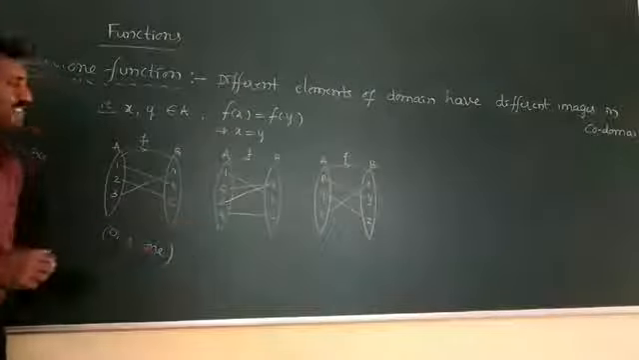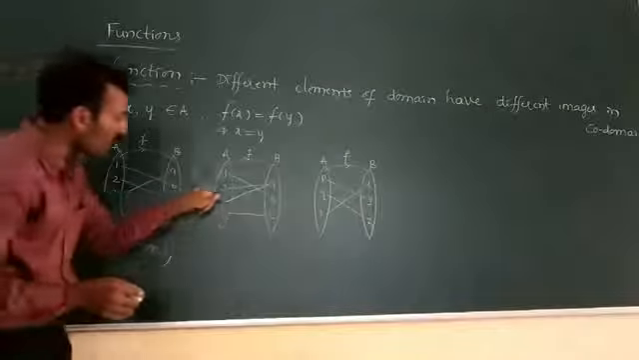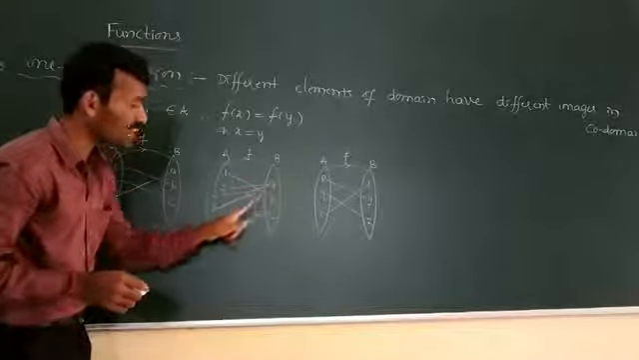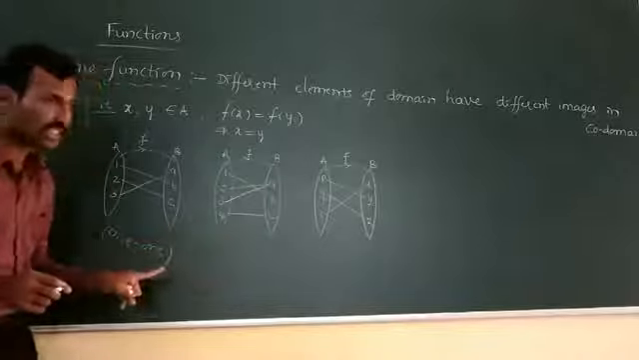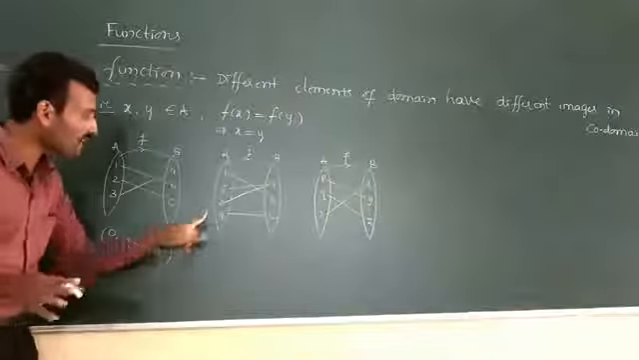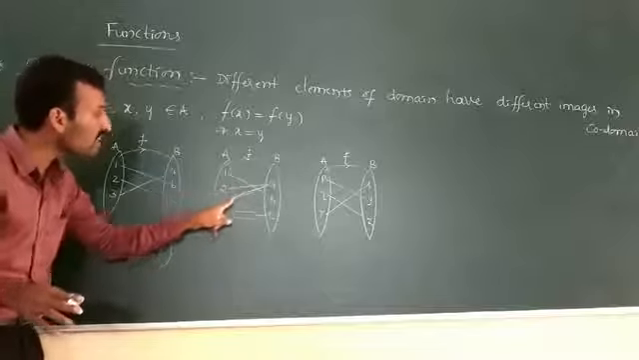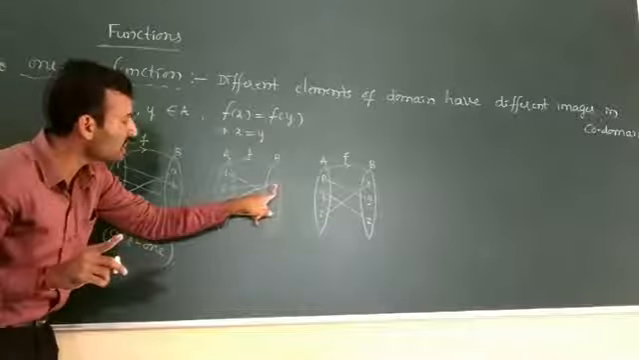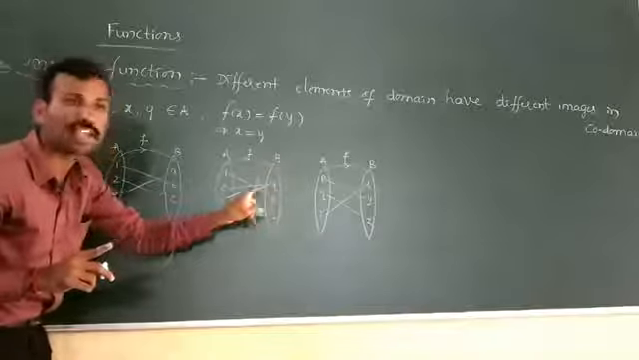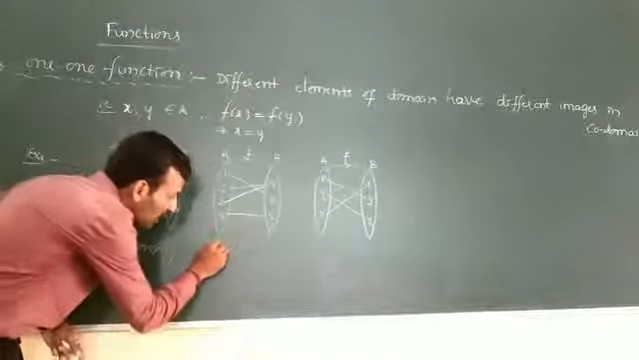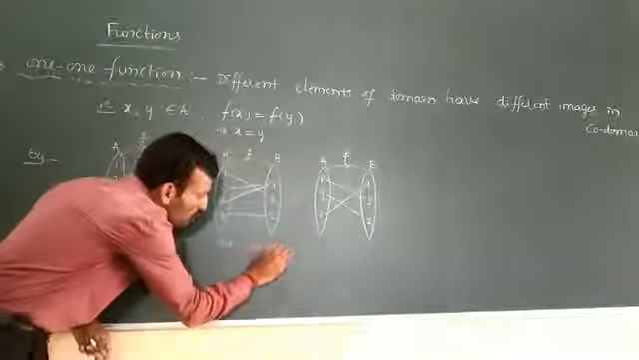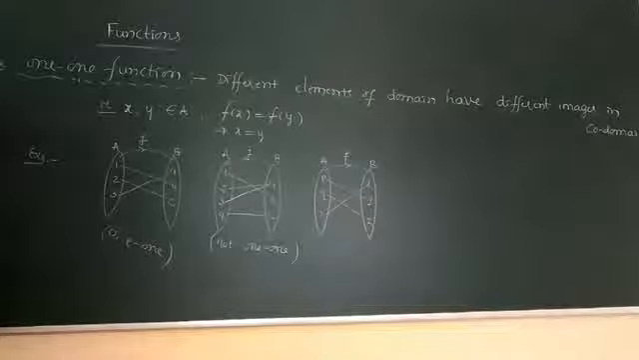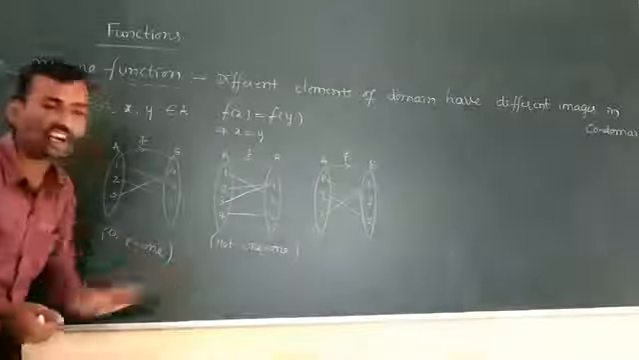Next, for example 2, 1 is related to B, 2 is related to A, 3 is also related to A, and 4 is related to C. There is no problem at 1 and 4, but there is a problem for 2 and 3. Both 2 and 3 have the same image in B. That's why this is definitely not a one-one function. It is a many-one function, but not a one-one function.